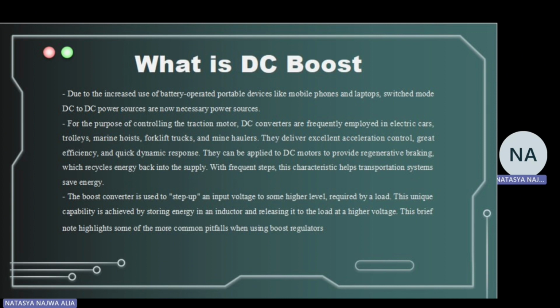The boost converter is used to step up an input voltage to some higher level required by a load. This unique capability is achieved by storing energy in an inductor and releasing it to the load at a higher voltage. This brief note highlights some of the more common pitfalls when using a boost regulator.